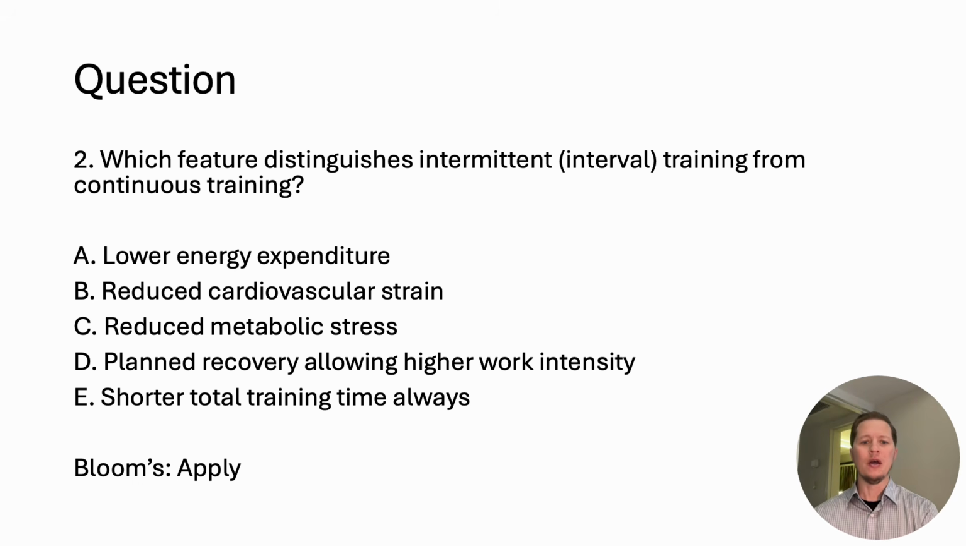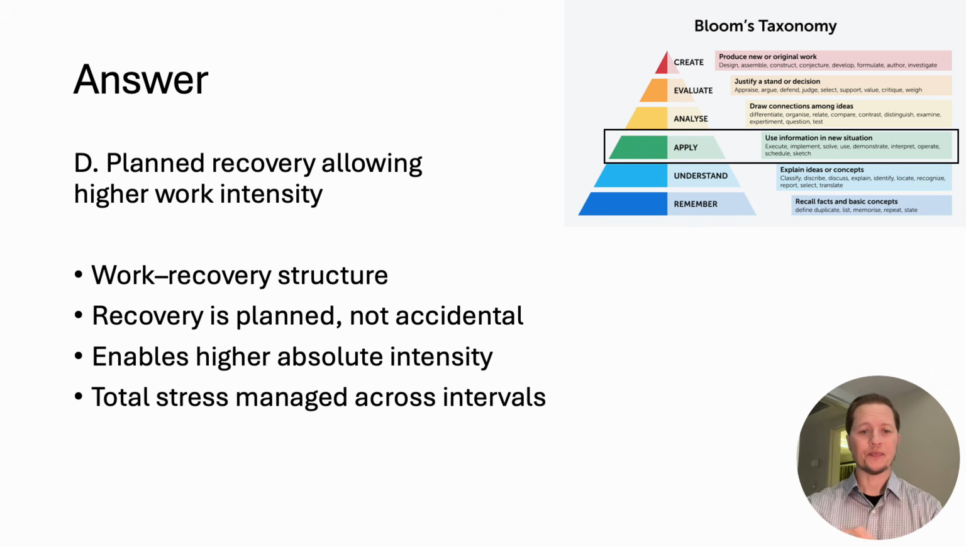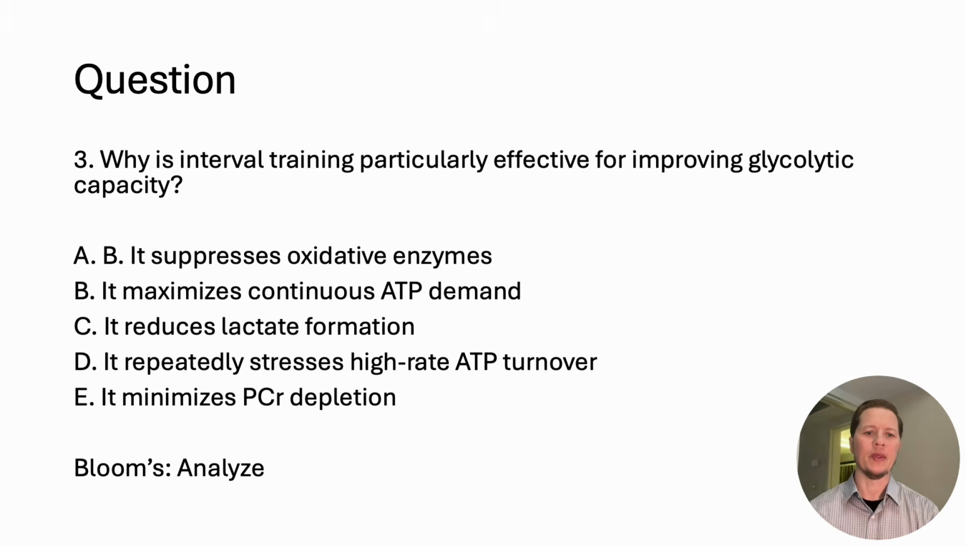All right, question 2. Which feature distinguishes intermittent interval training from continuous training? Lower energy expenditure, reduced cardiovascular strain, reduced metabolic stress, planned recovery allowing higher work intensity, or shorter training time? And this one is a D, planned recovery allowing a higher work intensity. So interval training is defined by intentional recovery periods that allow repeated bouts at higher intensities that could not be sustained continuously.